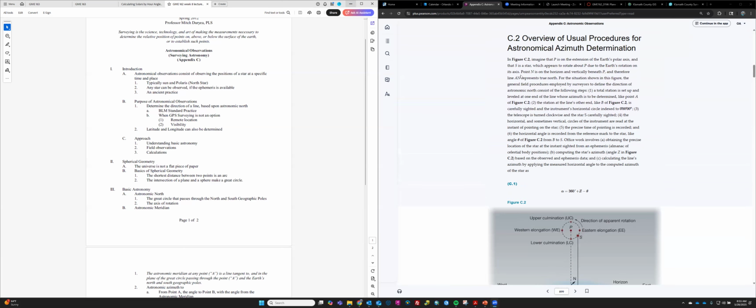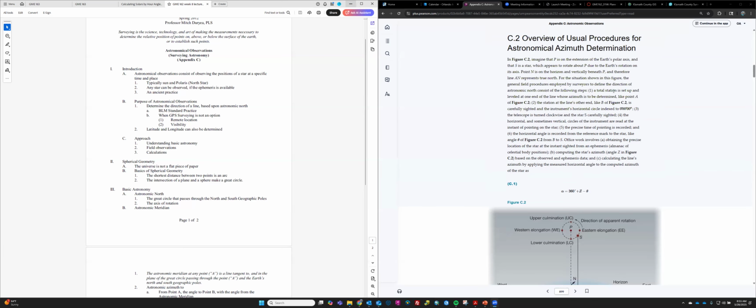So let's walk through this real quick. In the figure, imagine that P is the extension of the Earth's polar axis, and CS is a star, which appears to rotate about P due to the Earth's rotation on its axis. Point N is on the horizon, vertically beneath P. Therefore, line AN represents true north.